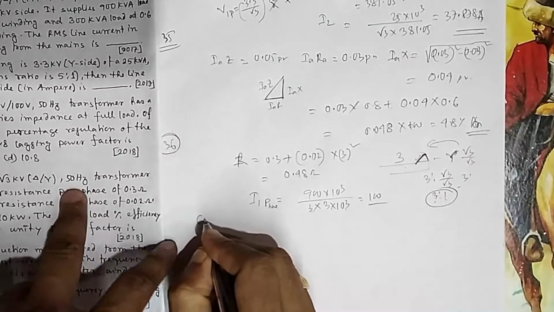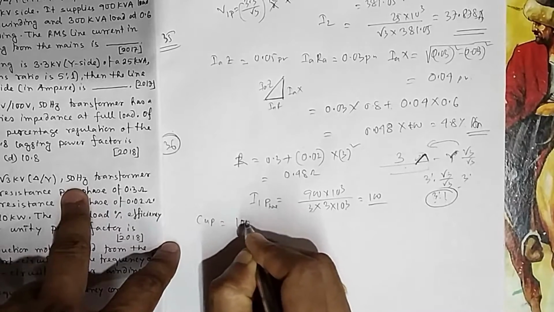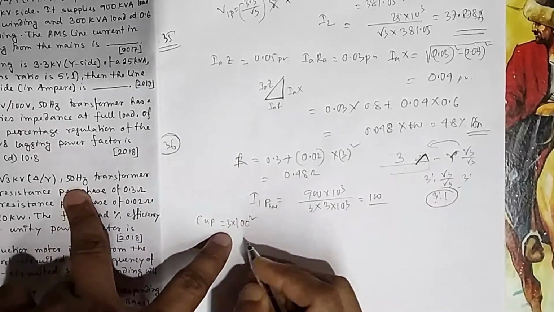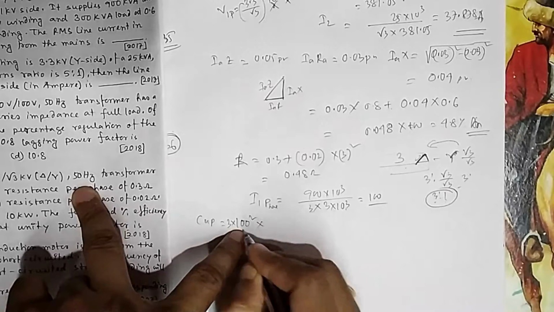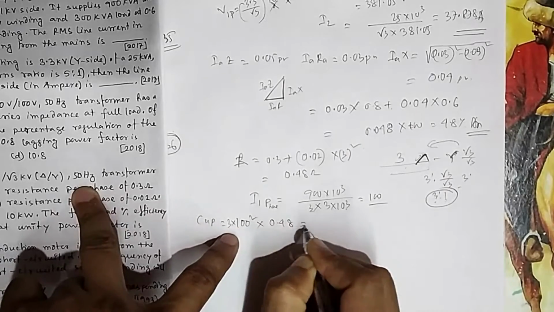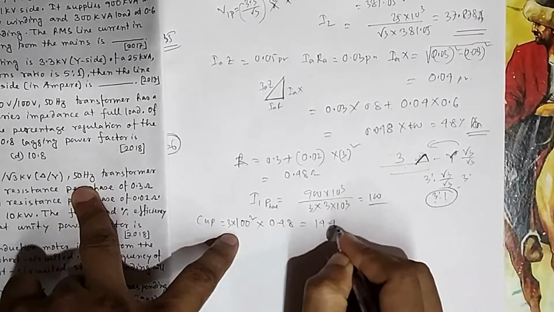So what is your copper loss? Copper loss will be equal to 100 square. For 3 phase you have to multiply it by 3. Per phase it is 100 square I square R. So for 3 phase total copper loss will be 14.4 kilowatt.